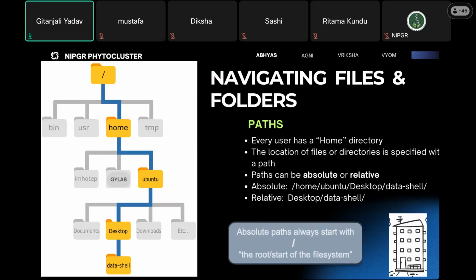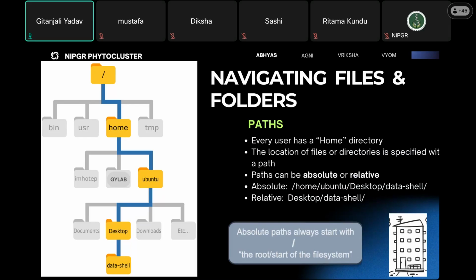Right, navigating files and folders. So let's say this is how your Linux, a general Linux computer will have something like this kind of a directory structure. So there is a root. Every user will have a home directory, and that home directory will generally contain all the users. So in this home directory, there are 3 different users. One is the Ubuntu user, another is the GYLab user. And for the NIPGR Phyto cluster, I've specially written GYLab here so that you all know that for each of your labs, a home directory has already been created on the NIPGR Phyto cluster.